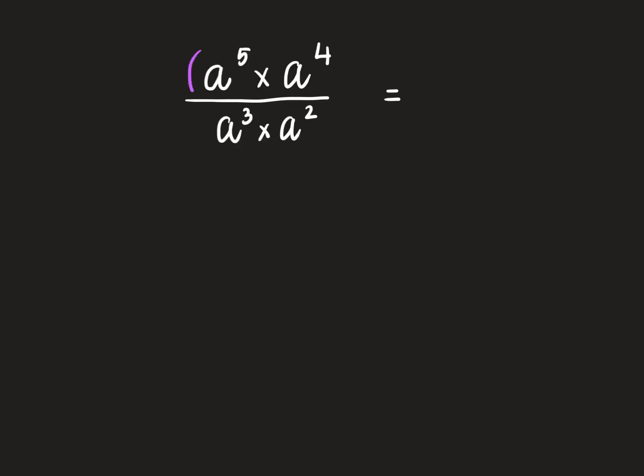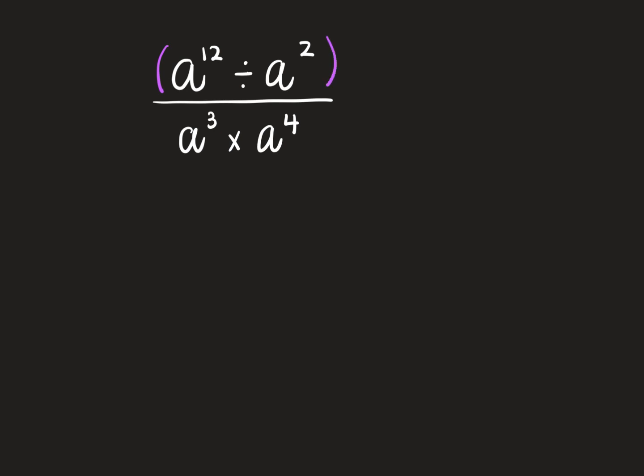How about this? What would you do here? Well, the first thing we're going to do is fix up the top. We've got a to the power of 5 times a to the power of 4. Bases are the same, multiplying the terms, so I add the indices. The next thing we're going to do is the bottom here. Again, the bases are the same, I'm multiplying, so I'm going to add the indices. 3 plus 2 is 5. Oh, what have I got now? Now I've got a division. Bases are the same, I'm dividing, so I subtract. 9 take away 5 is 4.